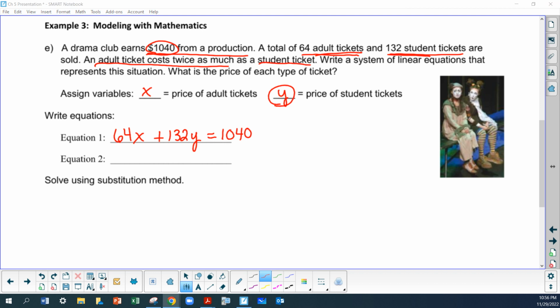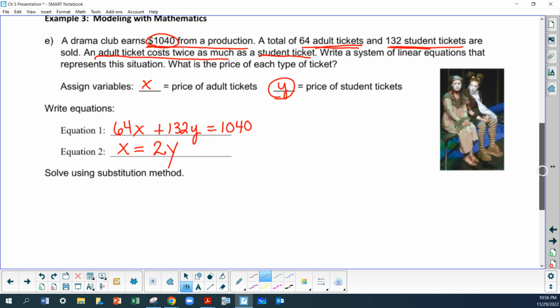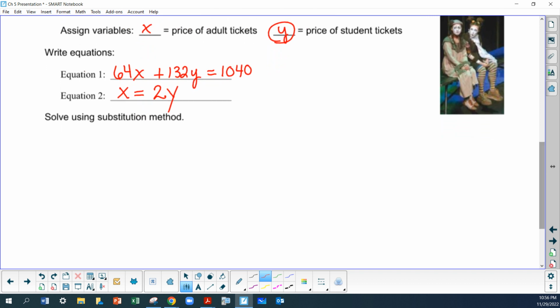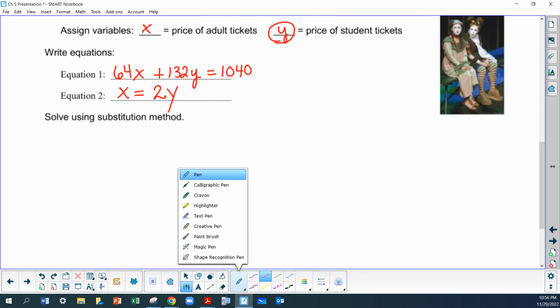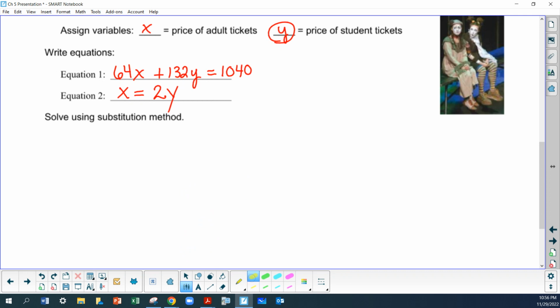Okay, and then we got to write our second equation, which says an adult ticket costs, that's going to be my equal sign, twice as much as a student ticket. And the student price was Y, so X equals 2Y. And it tells us to use the substitution method. This is going to be kind of nice because I like what I'm seeing here. I'm seeing X equals 2Y, aren't you?